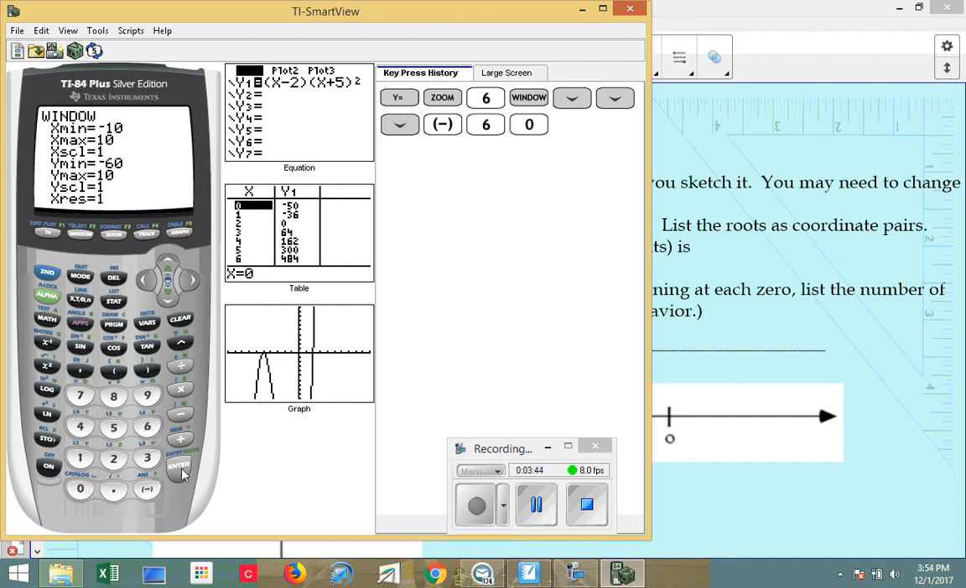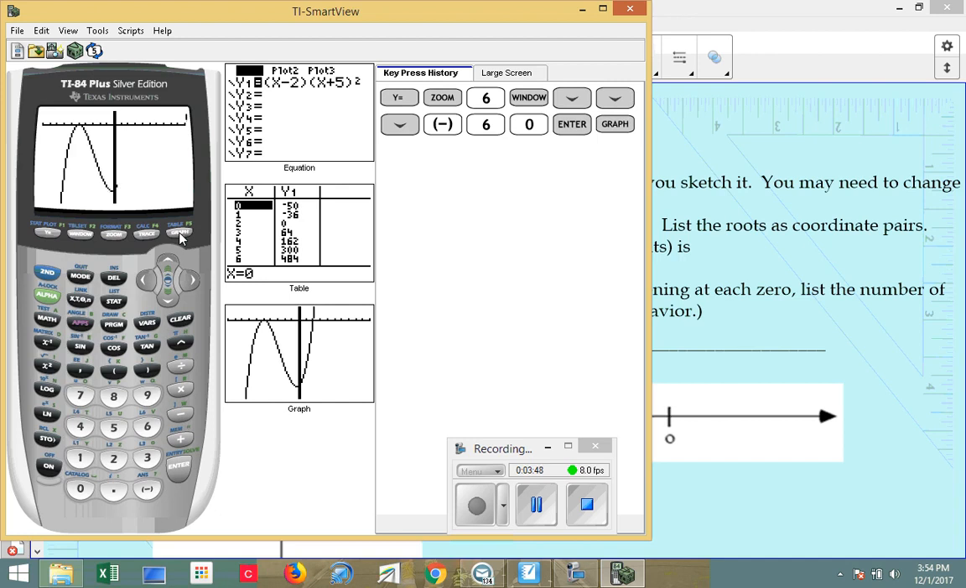And again, I don't know for sure. I'm just kind of guessing. And then I'm going to graph. It looks pretty good. We can see the entire graph now. I can see just by looking the x-intercepts. I can also sort of see what the y-intercept is, but I'm not sure what the value is.